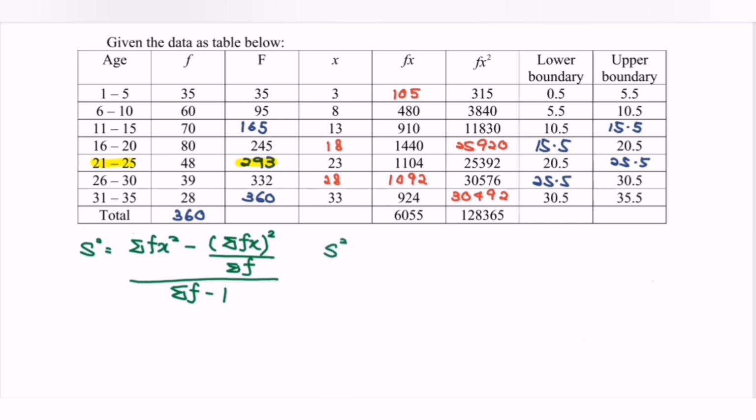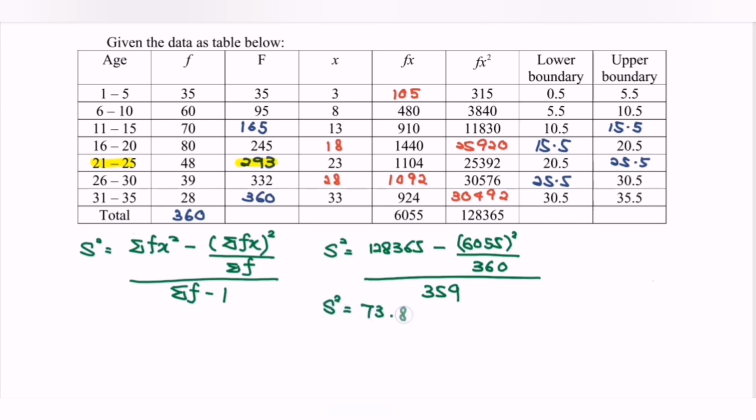So here we have the variance, which is equal to summation for fx square, where we have 12.8365, minus the summation for fx, then bracket square, where we have 6055 square, over the summation for f, which is 360, over where we have summation f minus 1, so where we have 359. So the value for the variance will be equal to 73.88095791. If we round up the situation, we will have the variance 73.9.